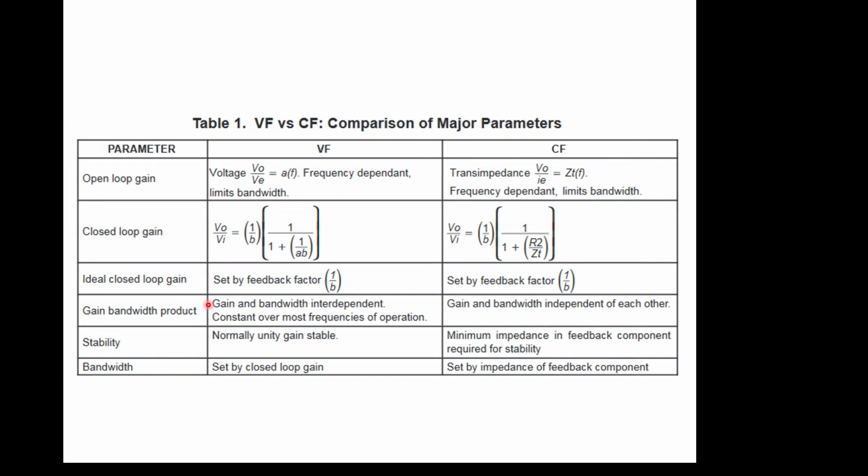And what you can actually do if you look into these in some detail is that you can separate the gain and the bandwidth from each other. So with a current feedback amplifier, the gain and the bandwidth can be independent of each other, whereas with a voltage amplifier, the gain and the bandwidth tend to depend on each other.